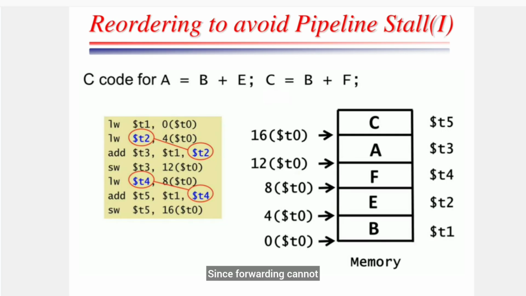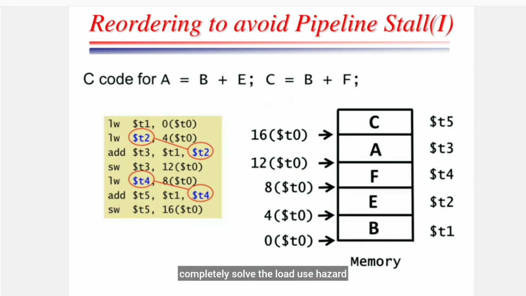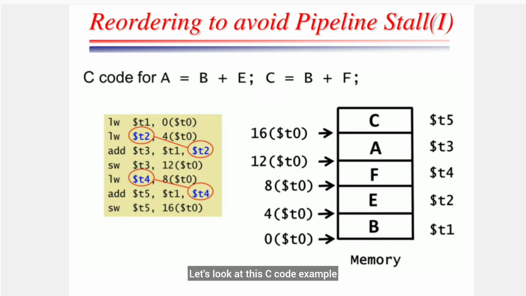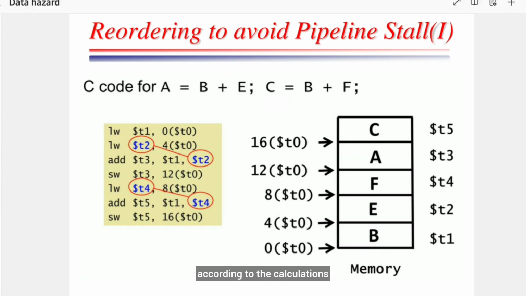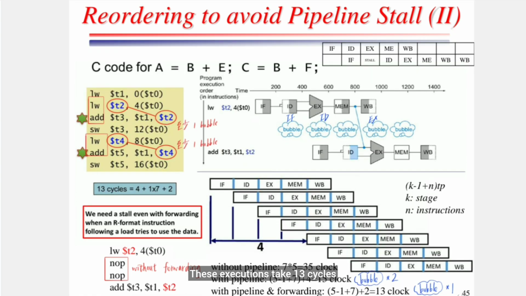Since forwarding cannot completely solve the load use hazard, we turn to a software solution called reordering. Let's look at this C code example. In the unoptimized assembly code, we load T2 and immediately use it. We also load T4 and immediately use it. This creates an avoidable stall. According to the calculations, this execution takes 13 cycles.